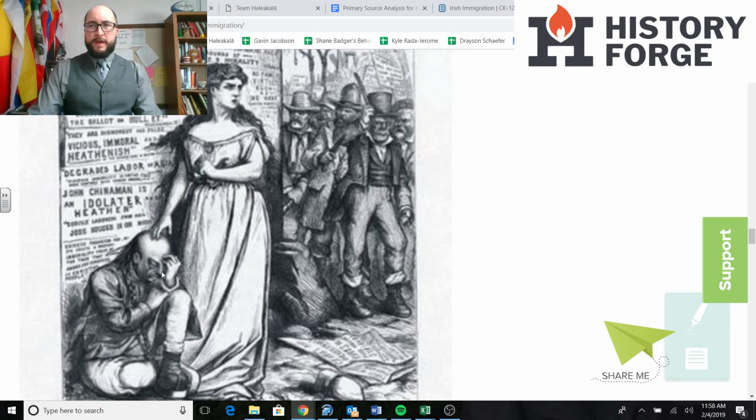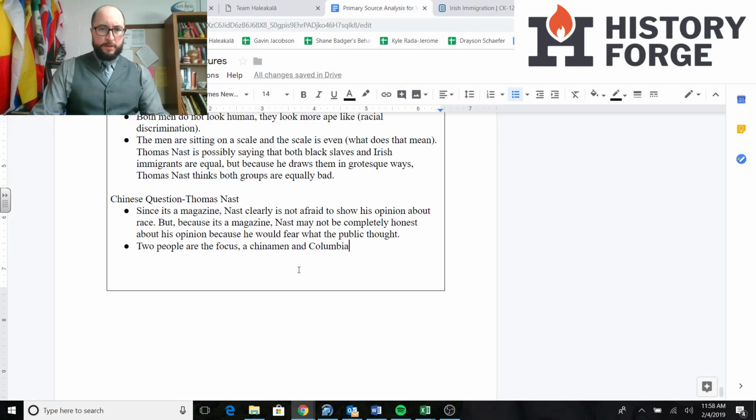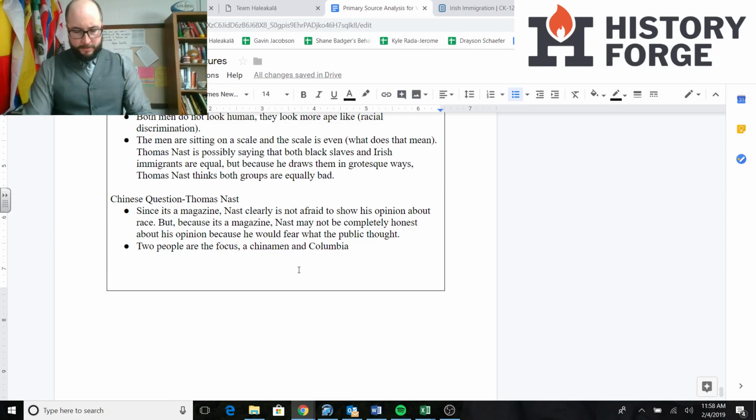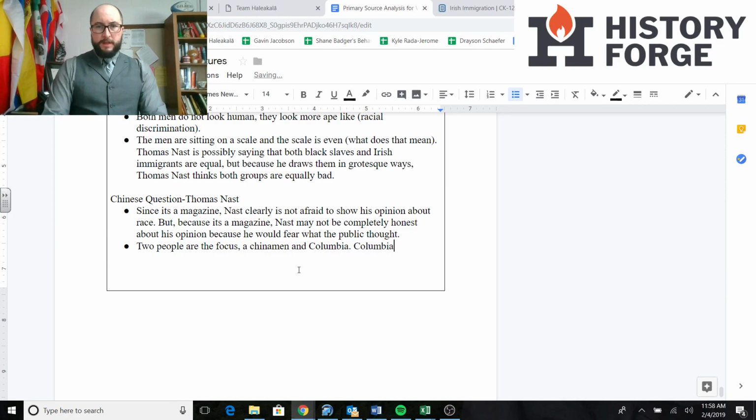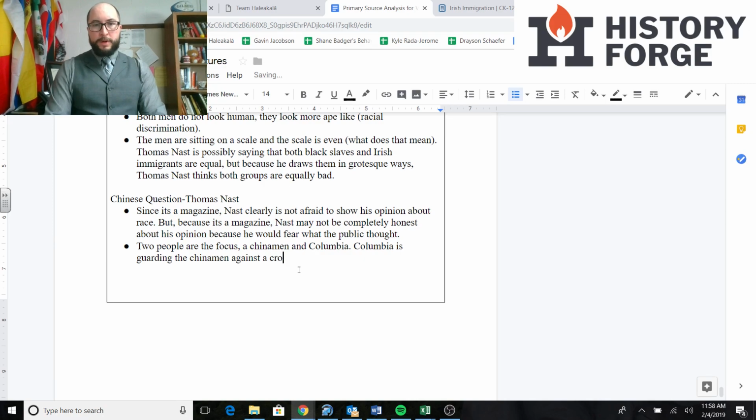So even though you could argue that Thomas Nast is being very racist right here, I would disagree. I think he's not really drawing him in a way that looks monstrous. He looks, for the most part, like a regular human being. And you have Columbia here, who is gingerly touching him on the top of the head. So we're going to write all that stuff down. Two people are the focus, a Chinaman and Columbia. Columbia is guarding the Chinaman against a crowd of angry whites, who are holding knives.